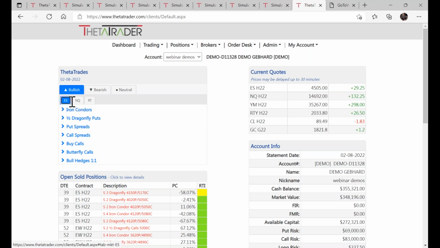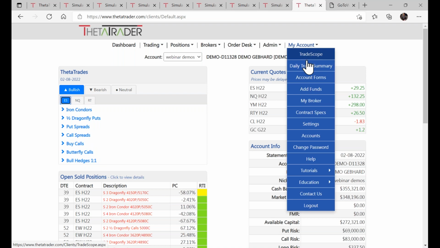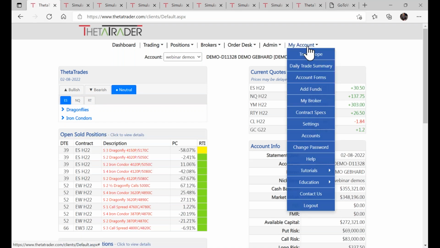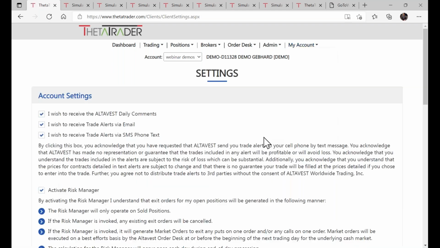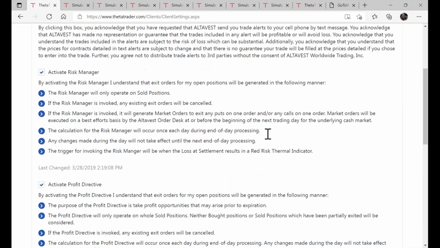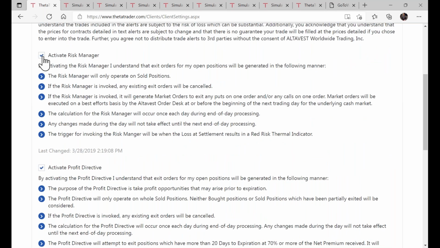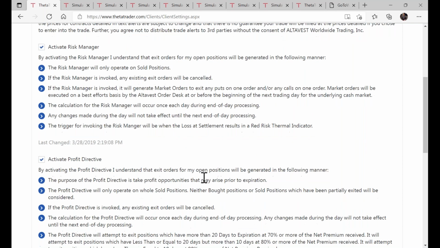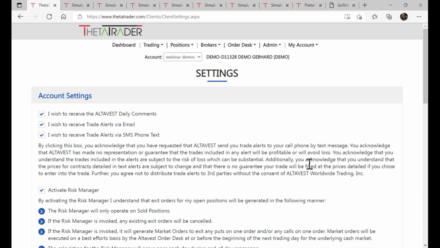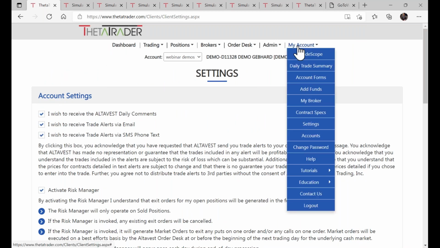All right, now let me show you, here is the key thing for making all of this happen. Let me go back to here. Here's how easy it is to automate this. You go to your account settings, and you simply check this box here to activate the risk manager and activate the profit directive, and then click save, and that's it. So then Theta Trader and the RTI will automatically monitor all your positions and close them out whenever they hit red for risk or blue for a target for a gain.